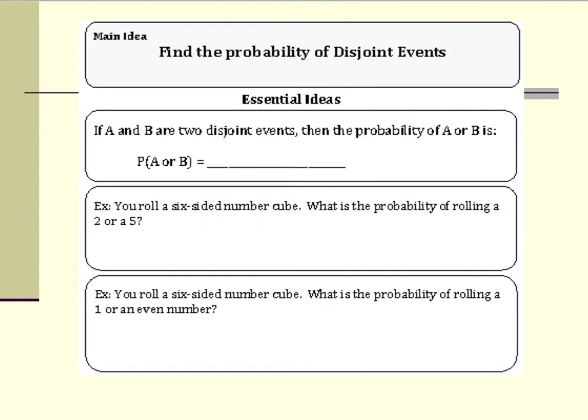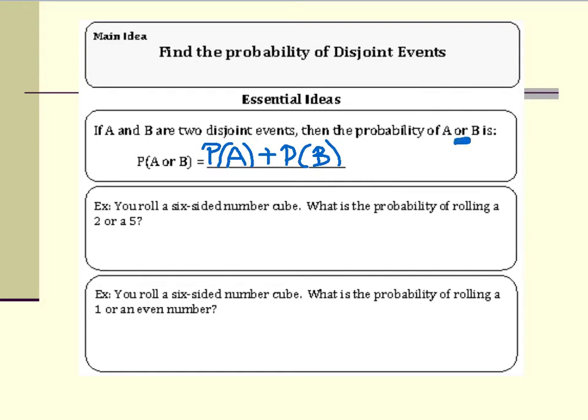So now we're going to find the probability of disjoint events. Okay, so if A and B are 2 disjoint events, so they're 2 separate events, that's what disjoint means, then the probability of A or B is the probability of A plus the probability of B. So disjoint means they're separate events. And again, we're doing the probability of A or B happening here.